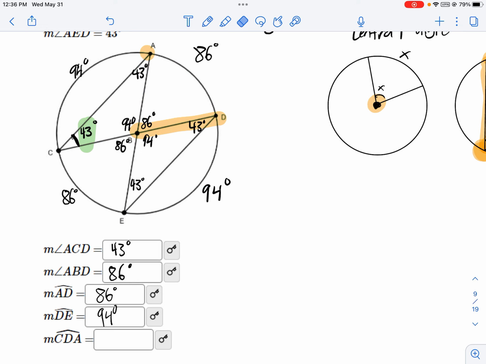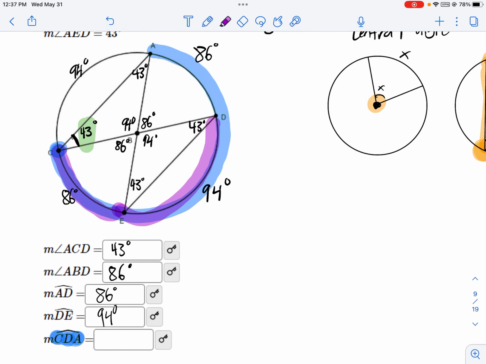I'm going to clear the other highlights to make this really easy to see for this one. We have to go in order of the letters, so C first, then D, then A. So we start at C. We can't go this direction because we can't hit A next, which means we go C to D to A. That is the arc that it's referring to. What you'll notice is the arc of our, let me use a different color, 86, plus the arc of our 94, plus the arc of our other 86.